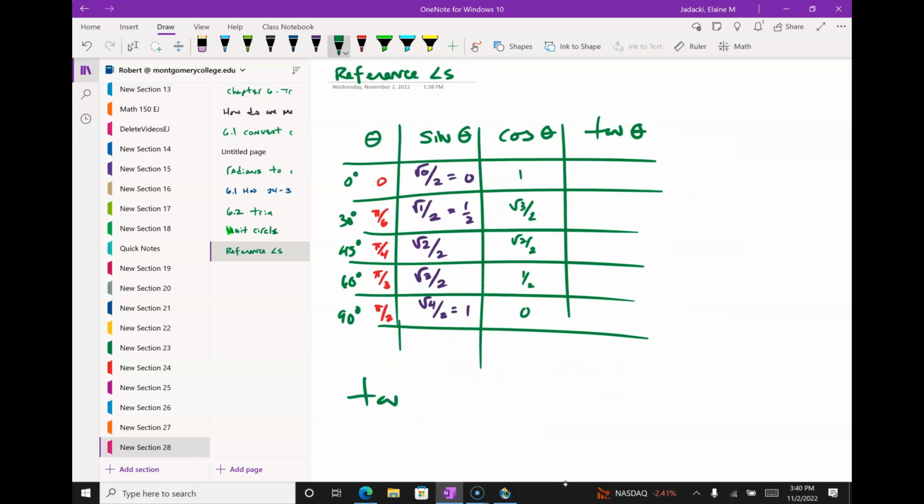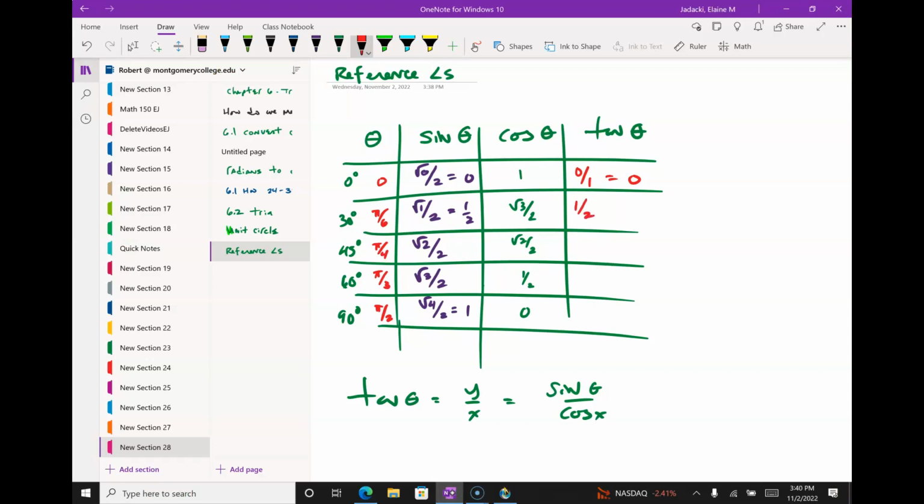Tangent of theta is y over x, which means it's also sine over cosine, right? Because sine is like a y value, cosine is an x value. So what I need to do to get the tangent of theta is divide my sine value by my cosine value. So what's 0 divided by 1? 0, right?